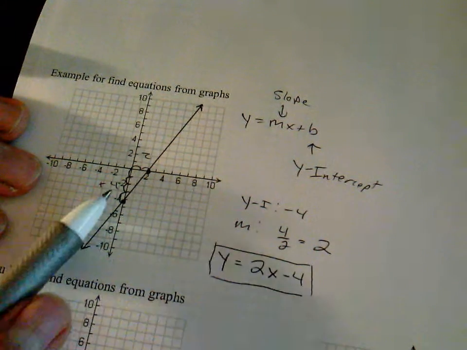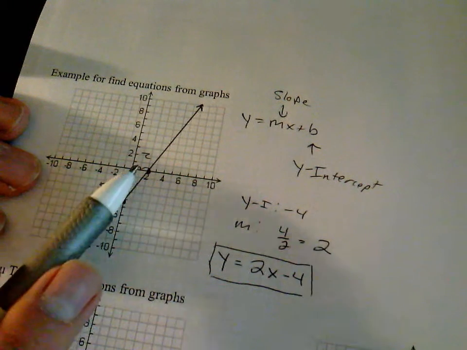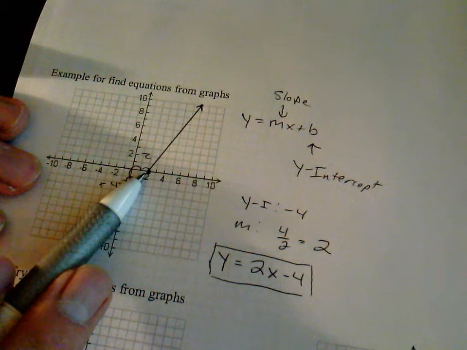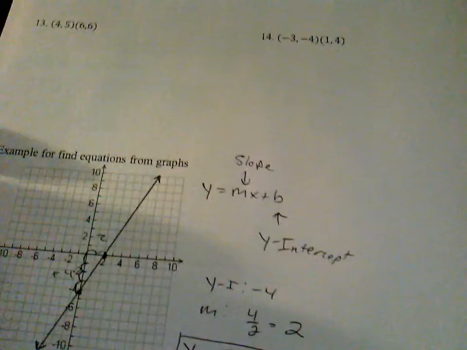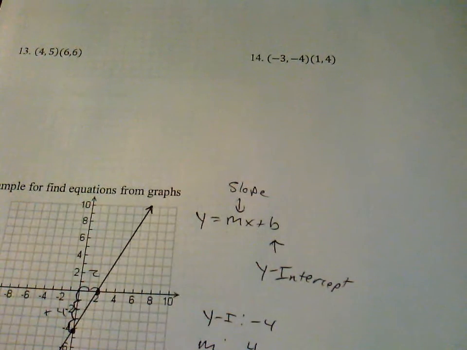Otherwise, you would have to find the slope. See that this point is 0, negative 4, this point is 2, 0, and then you'd have to do this whole thing that we did in the previous problem to figure out your slope. I mean, not your slope, your equation.